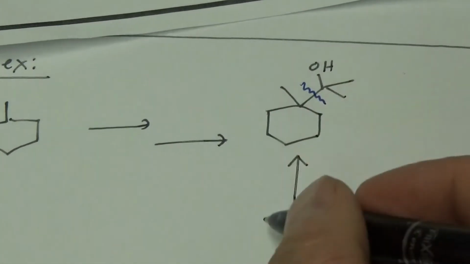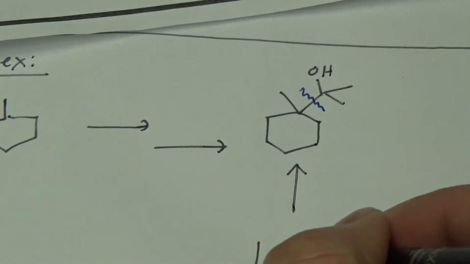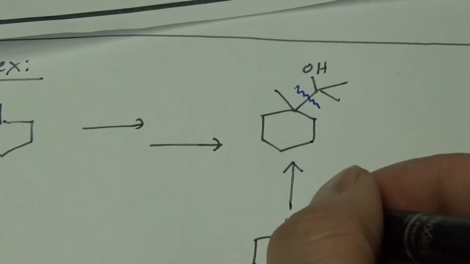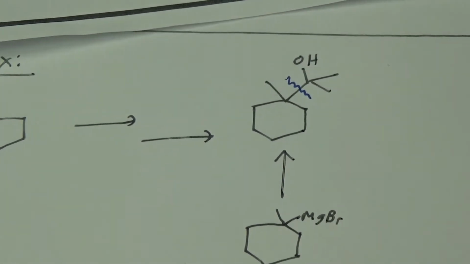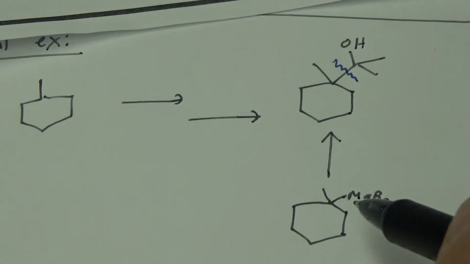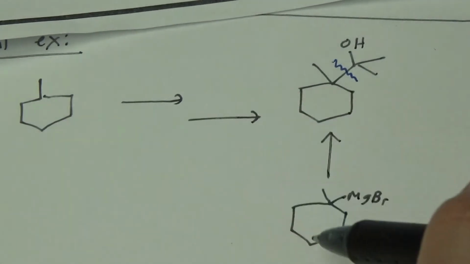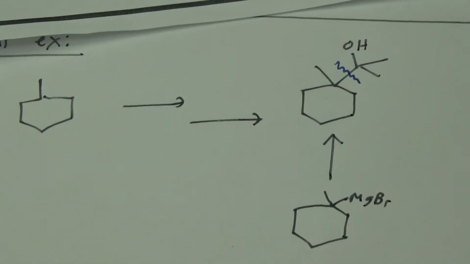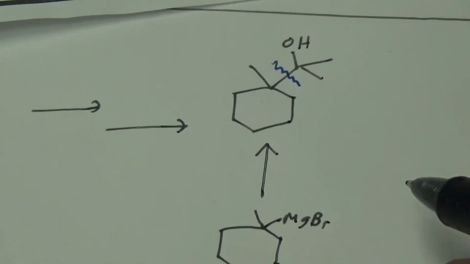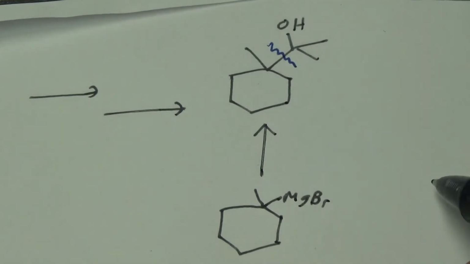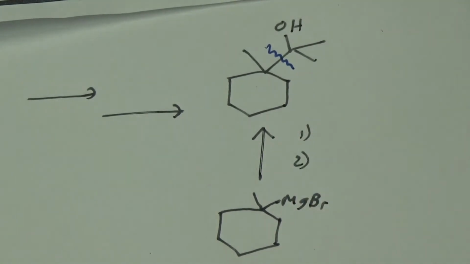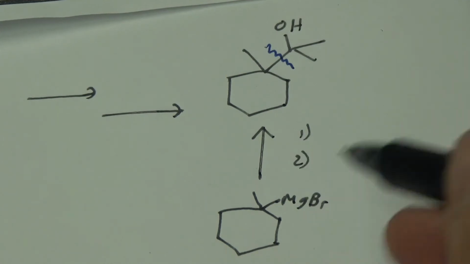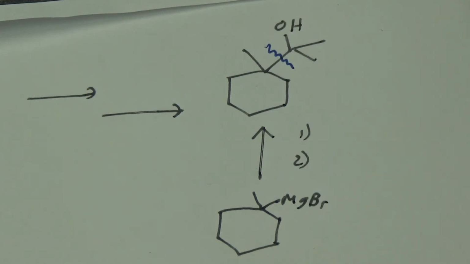All right, so that's cool. So maybe what I'll do is draw the Grignard, MgBr. We don't know quite yet how to go all the way back here, but we'll figure it out. But for now, that's a reasonable last step of the synthesis as we do our retrosynthesis. So the Grignard has how many steps? Two steps. Step two is always water.